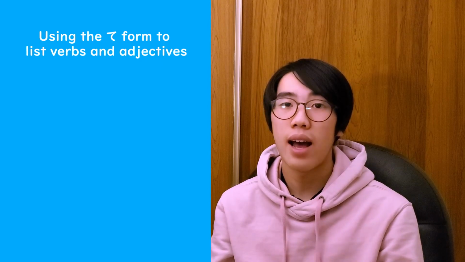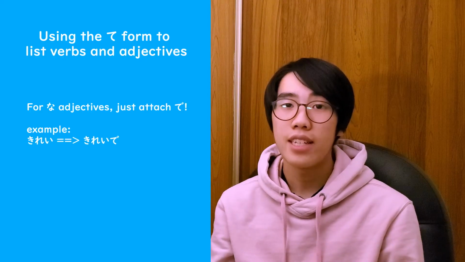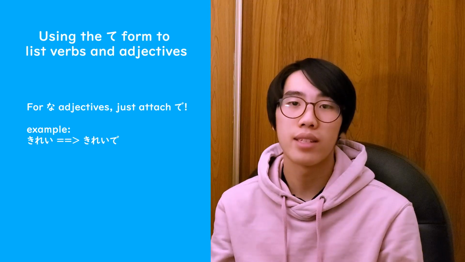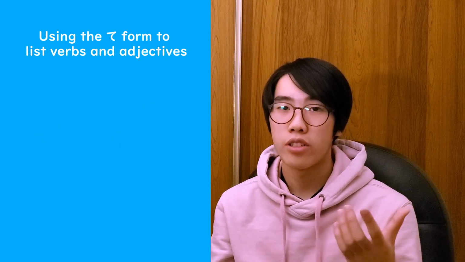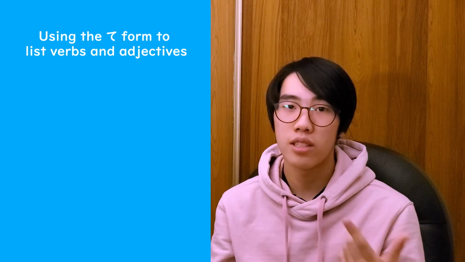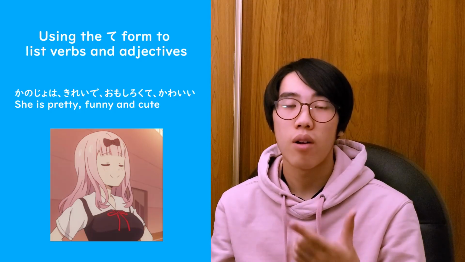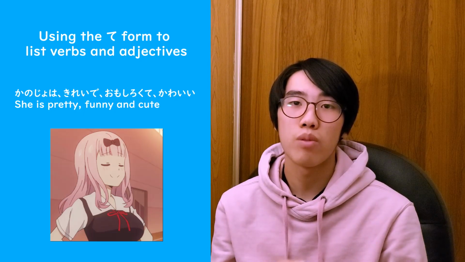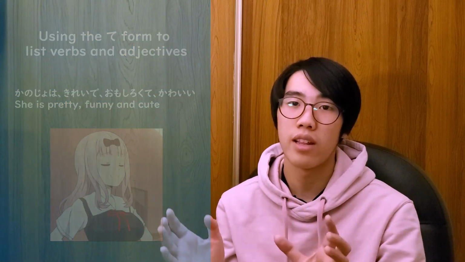Now let's look at the na-adjectives. An example of a na-adjective is kirei, kirei. These are very simple because all you have to do with conjugating na-adjectives to the te form is add de, kirei de, kirei de. So now that you know how to conjugate adjectives into its te form, what you can do in order to list them is simply put them together in a sentence. 彼女は綺麗で面白くて可愛い. So similar to the verbs, what we're doing here is we are using the te form for the first two adjectives and then connecting all the adjectives together in a sentence.